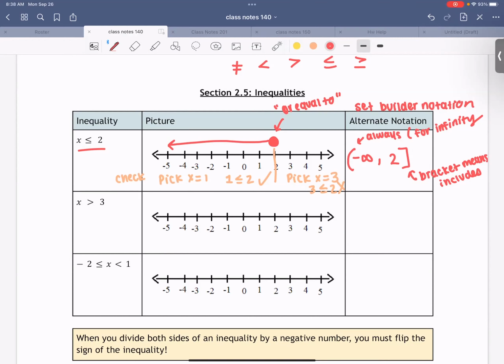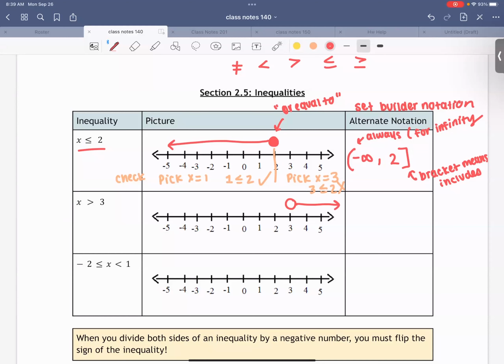Let's do our second example. We have x is greater than 3, but not equal to. When we draw our picture, I'm going to draw a circle at 3. Am I leaving it open or filling it in? Leaving it open, right? Because we're not equal to. We're not including it. Should my arrow go to the left or to the right? The right, good, because we're greater than.